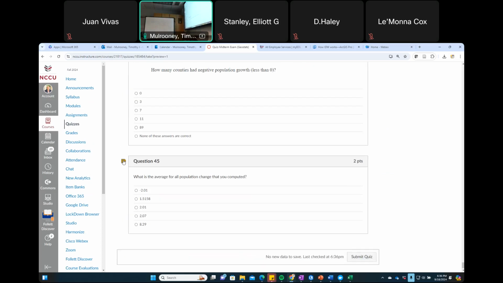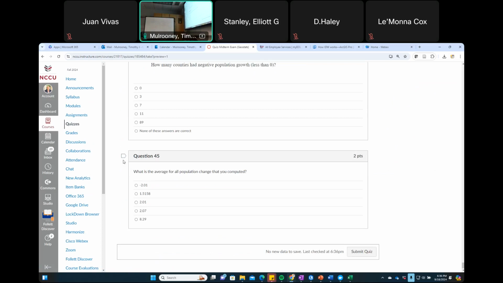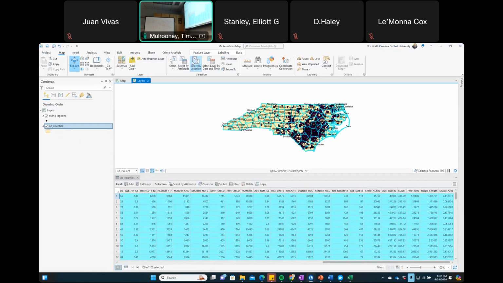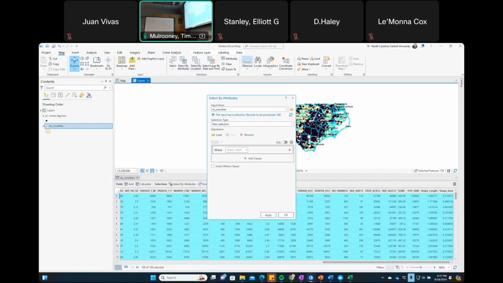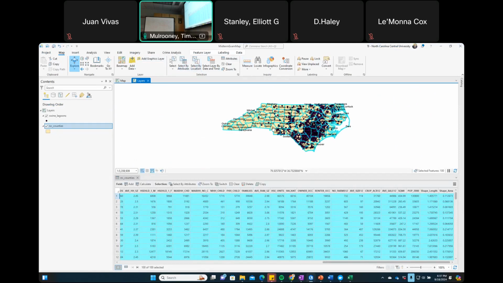How many counties had a population growth less than 0? Can we do that? We could do a query. Give me whatever column you call it, top change less than 0. Okay, so we can just kind of go back to right here. Now this is kind of real old school, but select by attributes, top change less than 0. Let's give them to me. If need be, just sort them and start counting the ones that are less than 0. I have a little negative sign next to them.